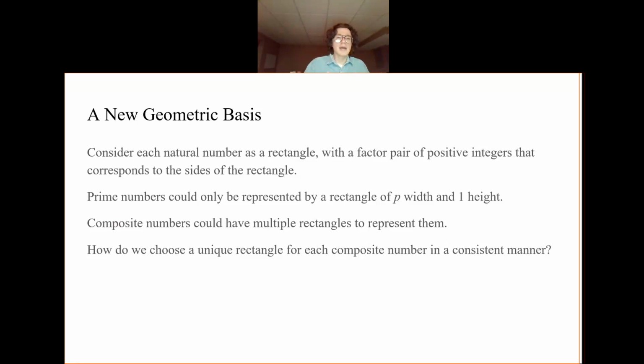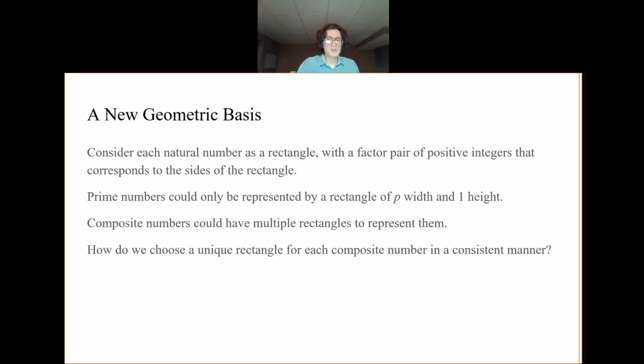So consider each natural number as a rectangle, with a factor pair of positive integers corresponding to the sides of the rectangle. Take the number 12, for example. Could be represented by a 3 by 4 rectangle, a 2 by 6 rectangle, or a 12 by 1 rectangle. So it becomes immediately obvious that prime numbers could only be represented by a rectangle of p width and 1 height for prime p. Composite numbers then could have multiple rectangles to represent them.